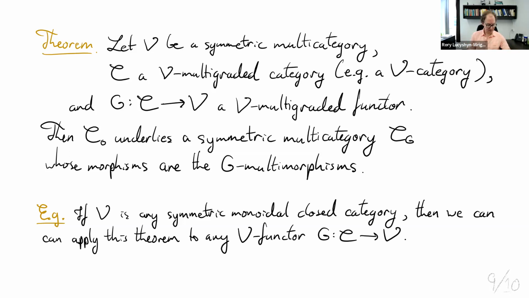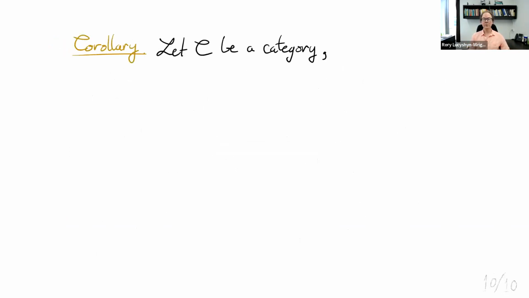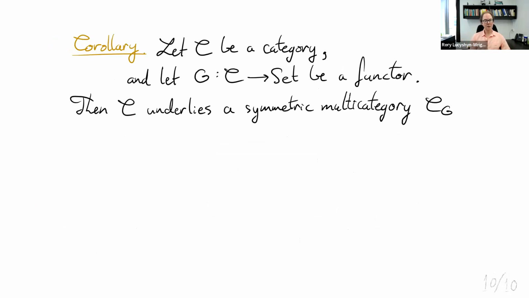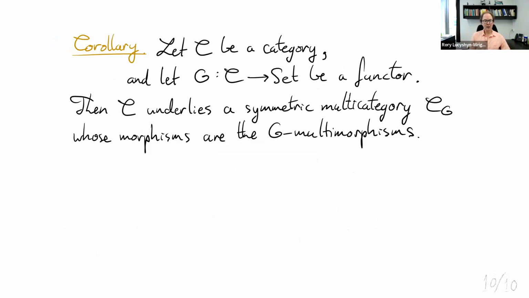And we can specialize this further to arrive at the following result for ordinary categories: if we just take any given category C and any given functor G from C to Set, so a set valued functor, it doesn't have to be faithful, just any given set valued functor, well then we deduce that C underlies a symmetric multi-category, CG, in which the morphisms are these G multimorphisms that I've described.